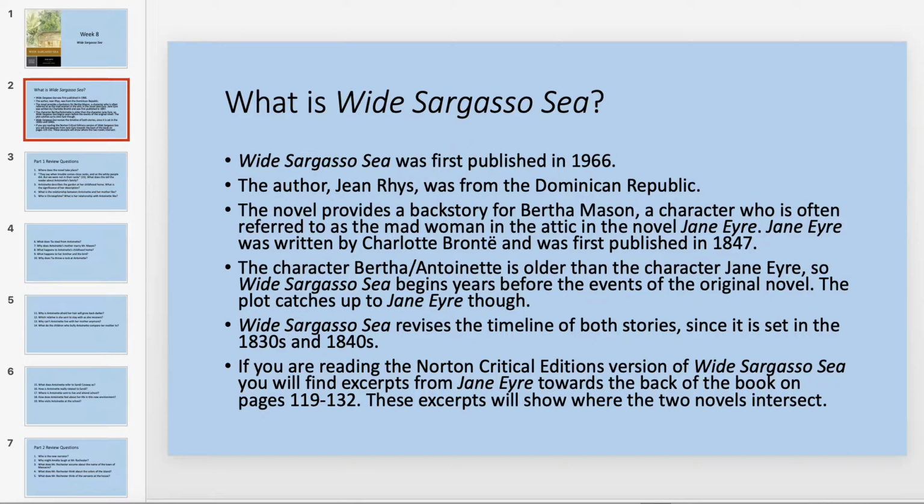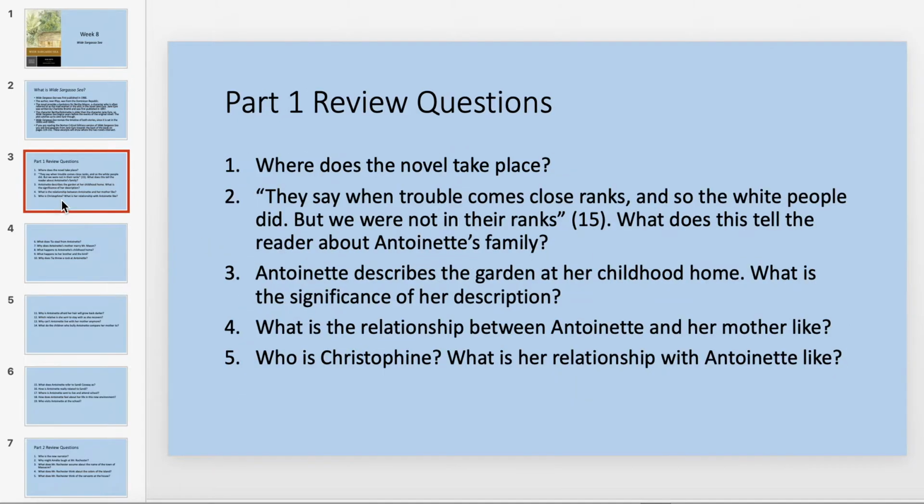If you're reading the Norton Critical Edition version of Wide Sargasso Sea, you're going to find excerpts from Jane Eyre towards the back of the book on pages 119 through 132. These will also be a way to show you where the novels intersect with each other, so where they're kind of in conversation. You don't have to read those sections, but I would encourage you, if you have our Norton Critical Editions. If you don't have that edition, again, it's okay. This is just to help us bridge that gap if you're curious how they speak to each other a little bit more.